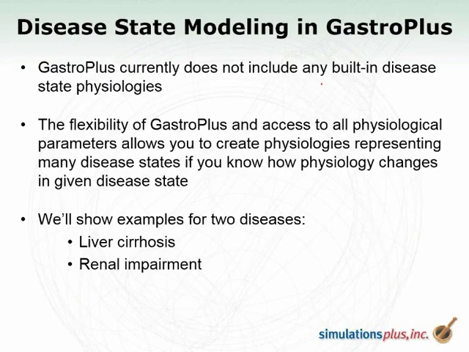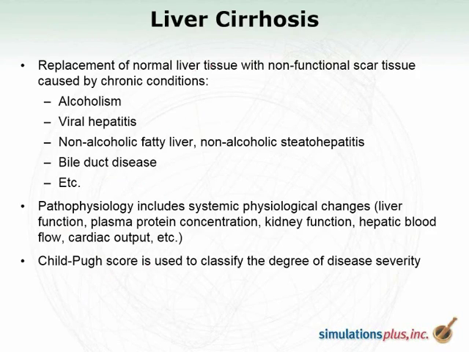It's not as simple and straightforward, but you know that you have the flexibility, you have access to all physiological parameters, which if you know how the physiology might be changing in a given disease state, this flexibility does allow you to account for the disease states and do the predictions. And I'll show here just brief examples of the two most frequently discussed impairments, and that's liver cirrhosis and renal impairment.